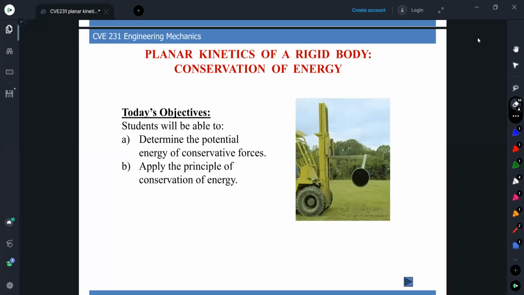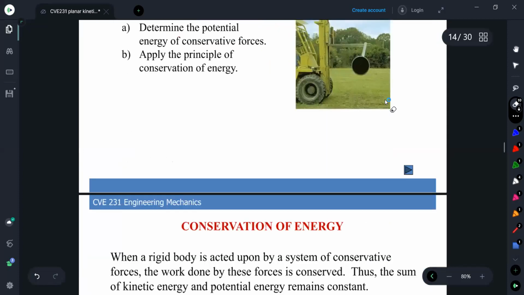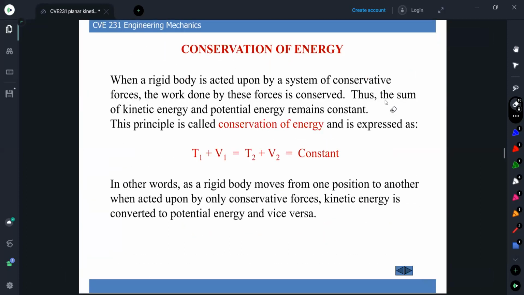Now we will apply the conservation of energy principle to planar kinetics of a rigid body problem. We recall the principle of conservation of energy. From this principle, we know that the energy of the system is conserved when a rigid body is acted upon by a system of conservative forces.